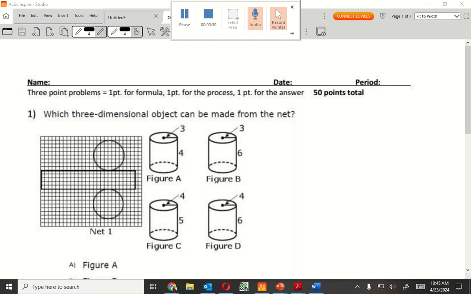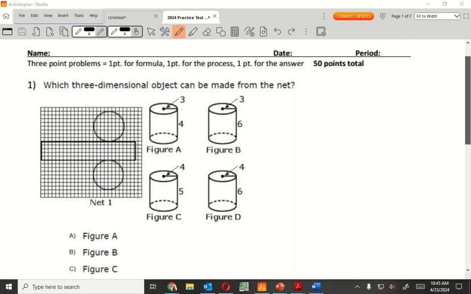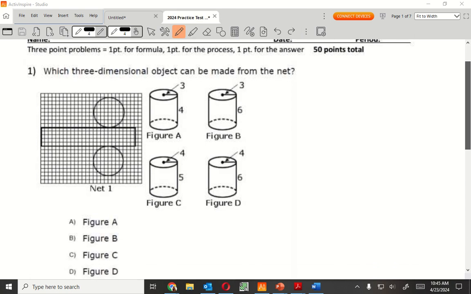All right, so we're going to go through this review for the test. You guys are going to do amazing on the test. So, let's see. Right here, points for the formula, points for process, 1 point for the answer for each one of these that are multiple points. So, which three-dimensional object can be made from the net? Now, I have to look.